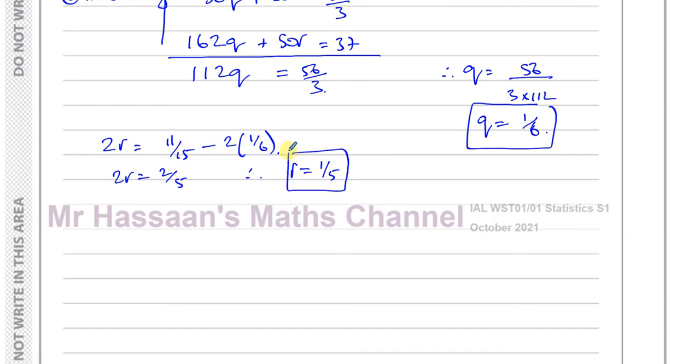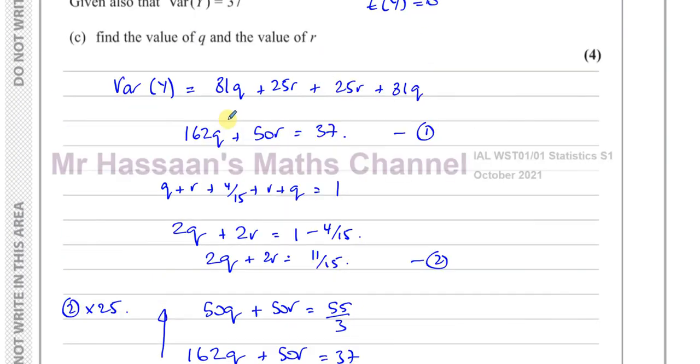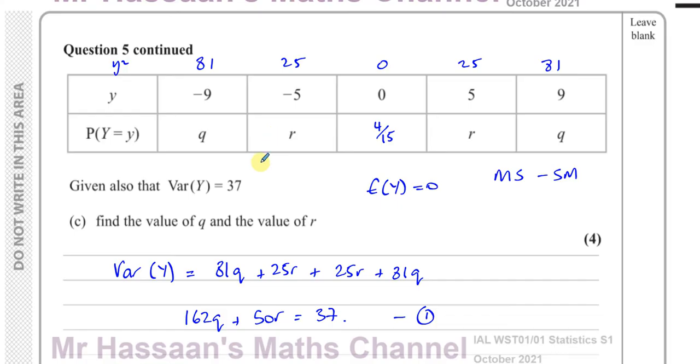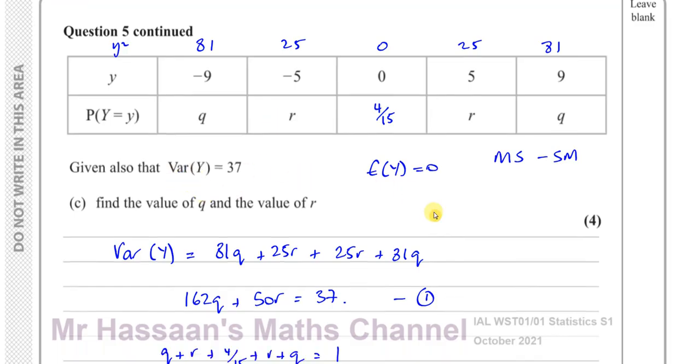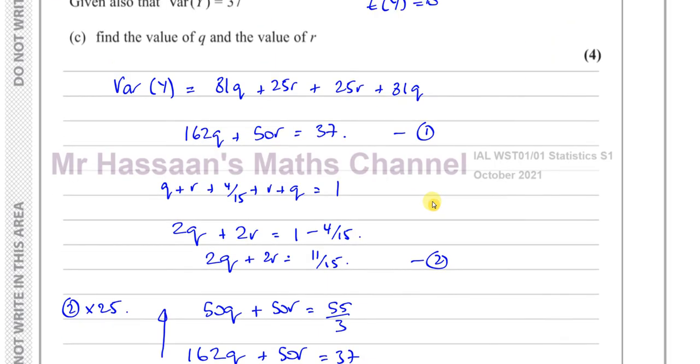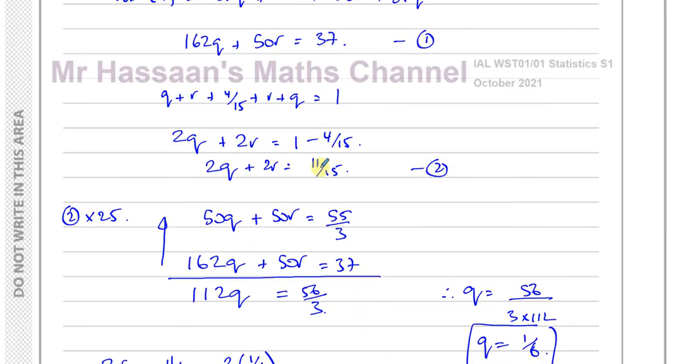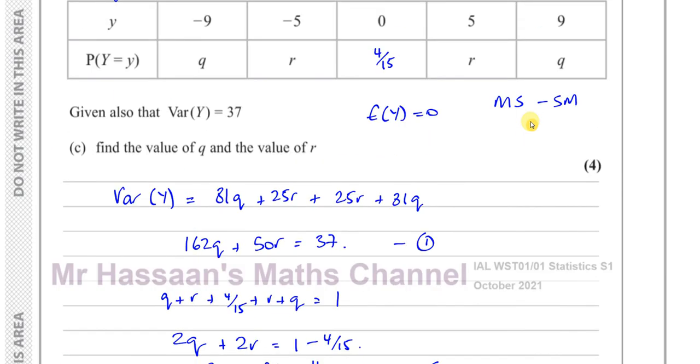Okay, so there's the answer to part C, just using a pair of simultaneous equations from the variance, and then from the fact that they add up to 1. Now, remember, the variance is going to be this, and I didn't write this, but as I mentioned in the beginning, the square of the mean is going to be 0, right? Because the mean was 0.